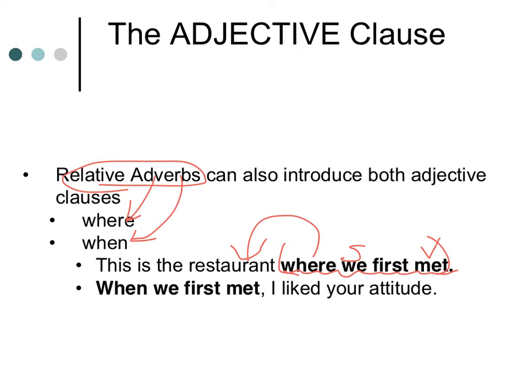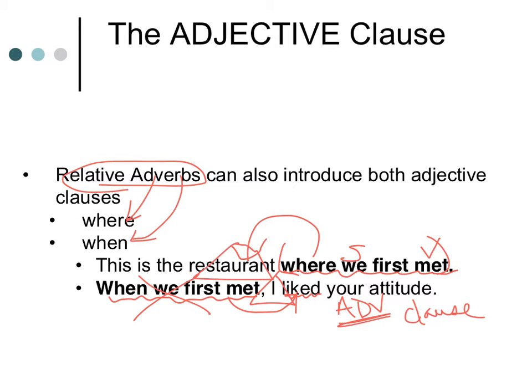Please don't worry about this one. When we first met, I liked your attitude. That's not an adjective clause, because I hope that most of you will understand it's telling you when you liked his attitude. I liked your attitude when we first met. So this relative adverb actually introduces an adverb clause. So you just have to be careful and see if the noun next to it is getting further modification before you determine whether or not it's an adjective or adverb clause.